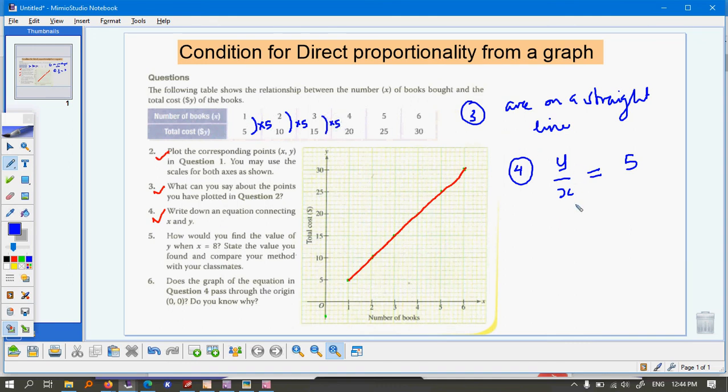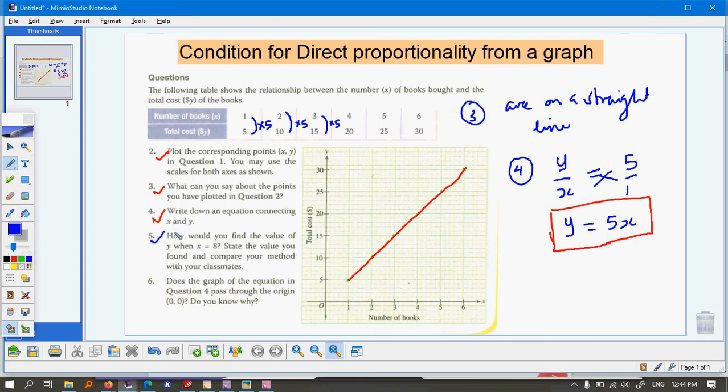So when you look at this, that y over x is 5, we can write it as a linear equation. Basically remove the fraction. By cross multiplying, we shall get that y equals 5x. Now this is an equation of a straight line, and it is the equation that's connecting y and x. Y is 5x.